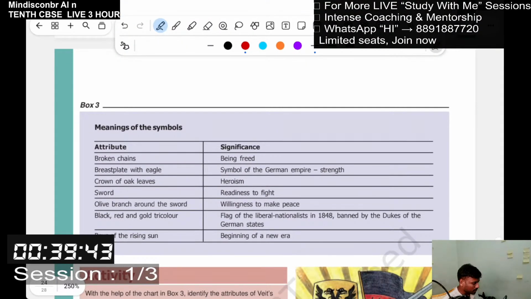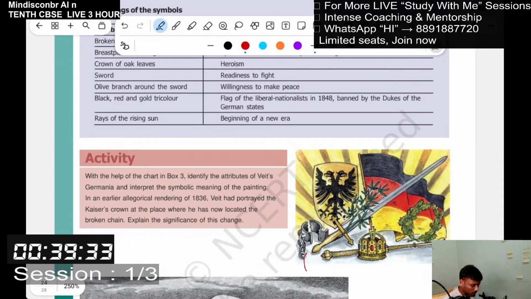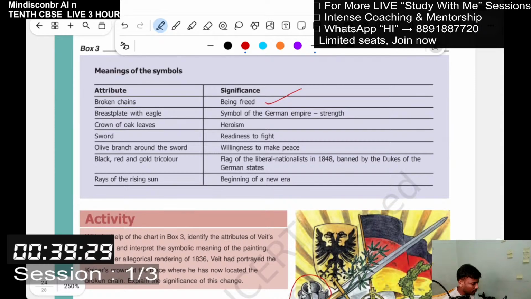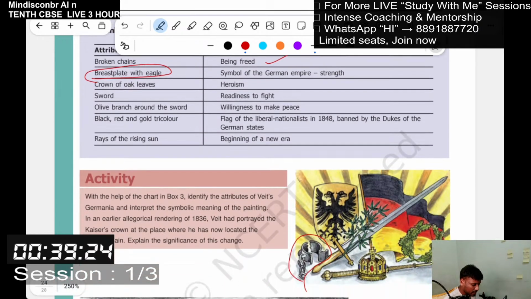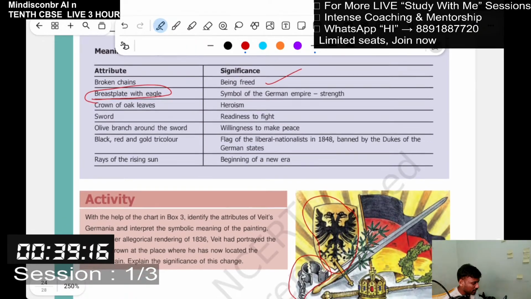Meanings of the symbols. Broken chains indicate being freed. In the figure it is the broken chain, and it means being freed. And the breastplate with the eagle, that is this one. The breastplate with the eagle shows the symbol of the German Empire, their strength.